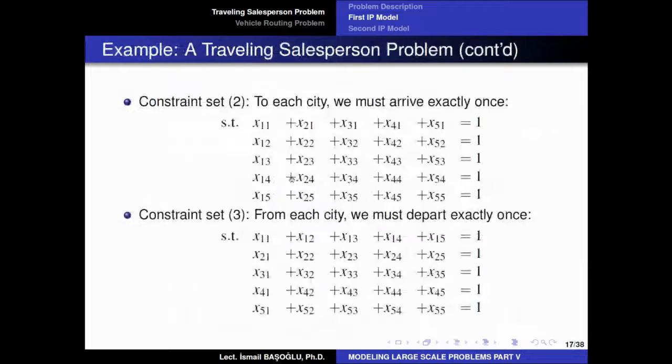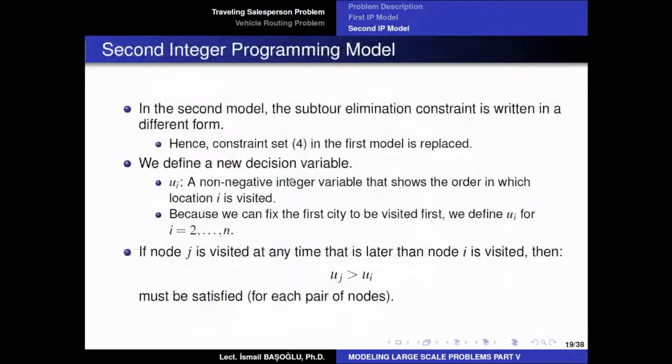So what we are going to do is this. In the next video, we are going to develop another integer programming model for the traveling salesperson problem, which is a little bit complicated to understand, but the number of constraints that you are going to end up with in this model is just going to be less than the first integer programming model for large size problems.